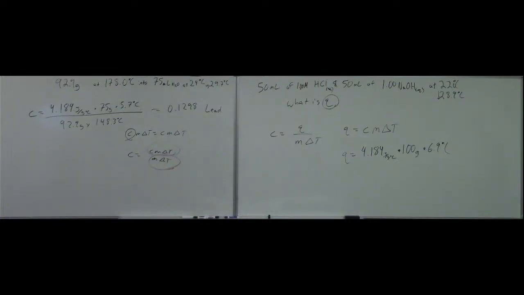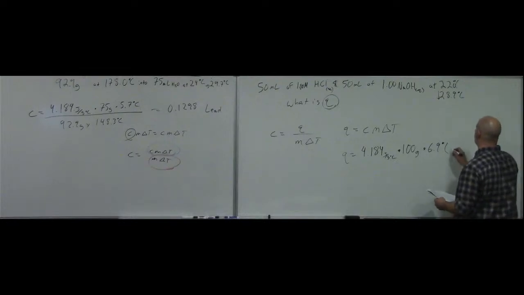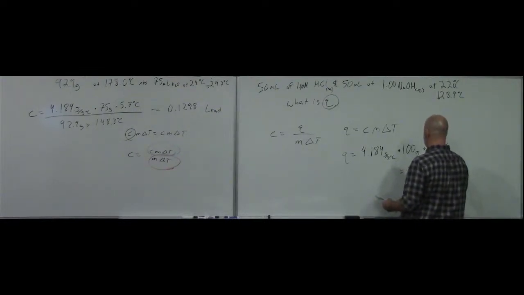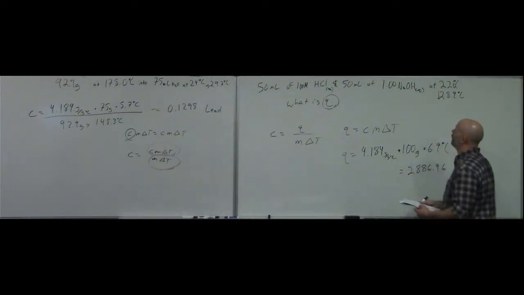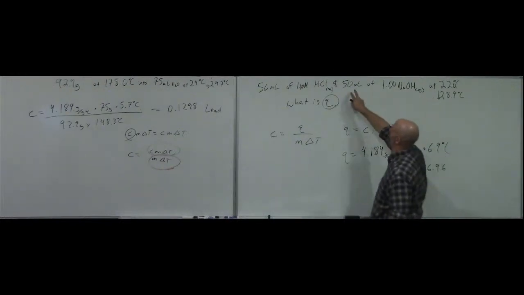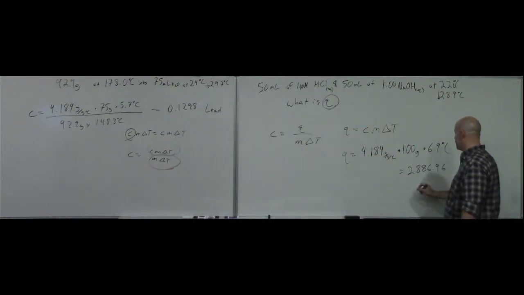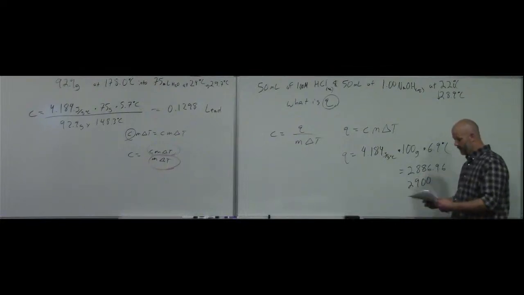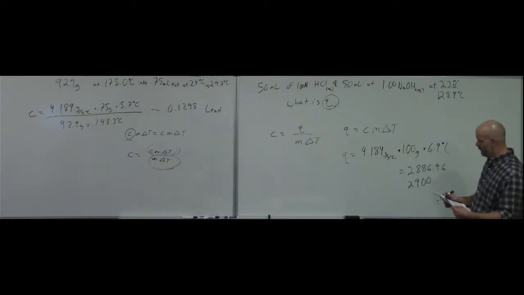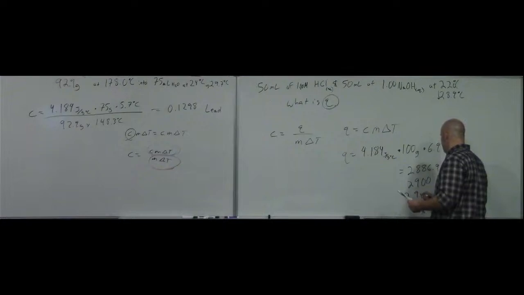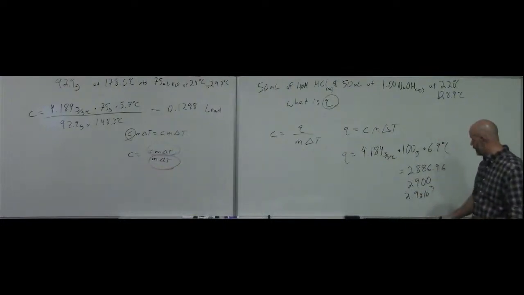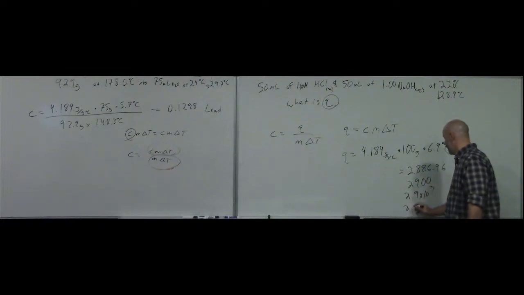What'd you get? 2,886.96. Okay, we're limited to 2 sig figs because of 50 mLs, right? I don't have a decimal anywhere or anything like that. So I need to put this down to 29,000. Or I could say 2.9 times 10 to the third. Or I could say, and this is how they're ultimately wanting this, 2.9 kilojoules.